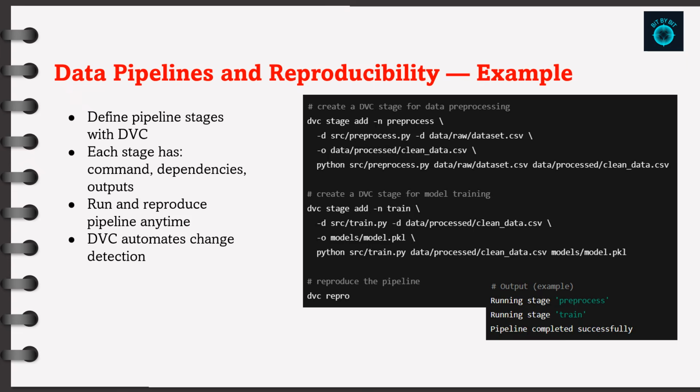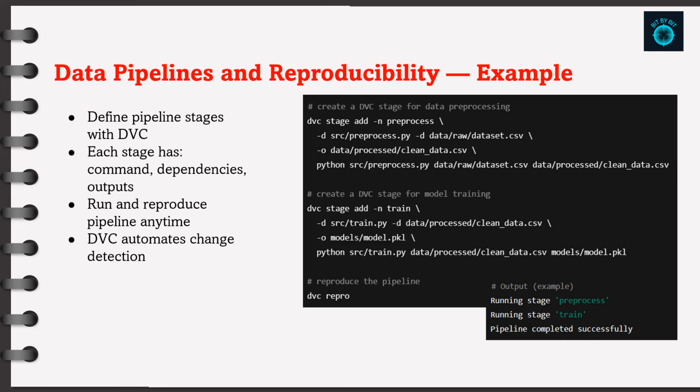Here, it's data/processed/clean_data.csv. Finally, after those flags, we include the actual command that should run. Python src/preprocess.py data/raw/dataset.csv data/processed/clean_data.csv. This means DVC will execute the pre-processing script using the raw dataset as input and store the clean data as output.